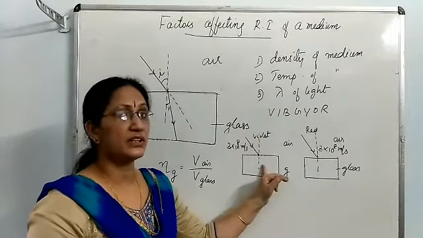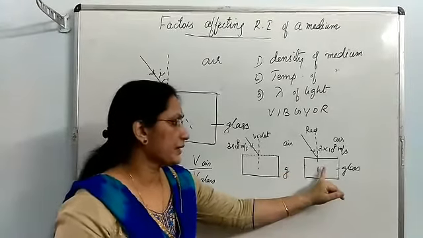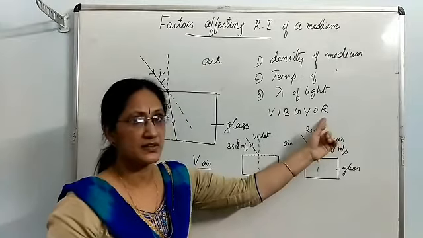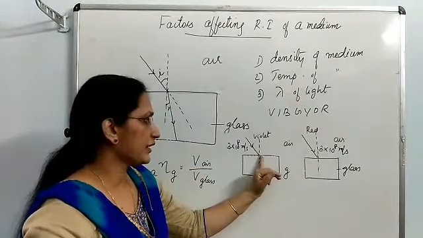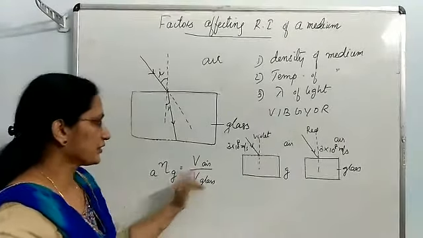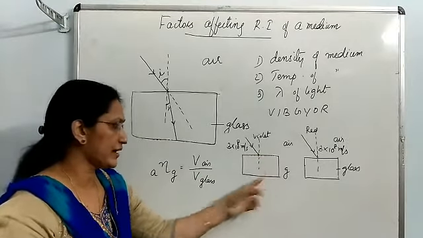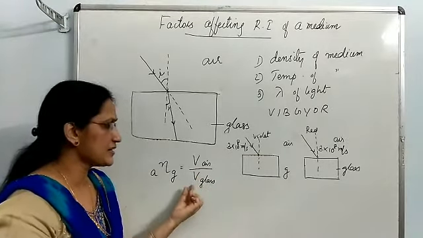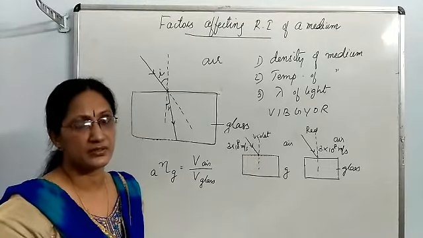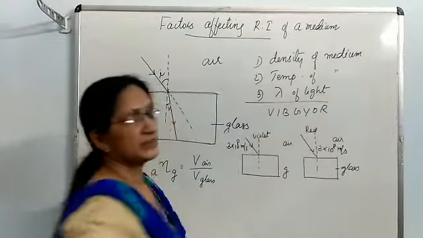Violet travels with the least speed and red travels with the highest speed among the 7 colors. So violet light travels with less speed. If you find out refractive index in this case, the speed of violet light in glass is least, which means refractive index will be high in case of violet. So wavelength of light is another factor that affects it.